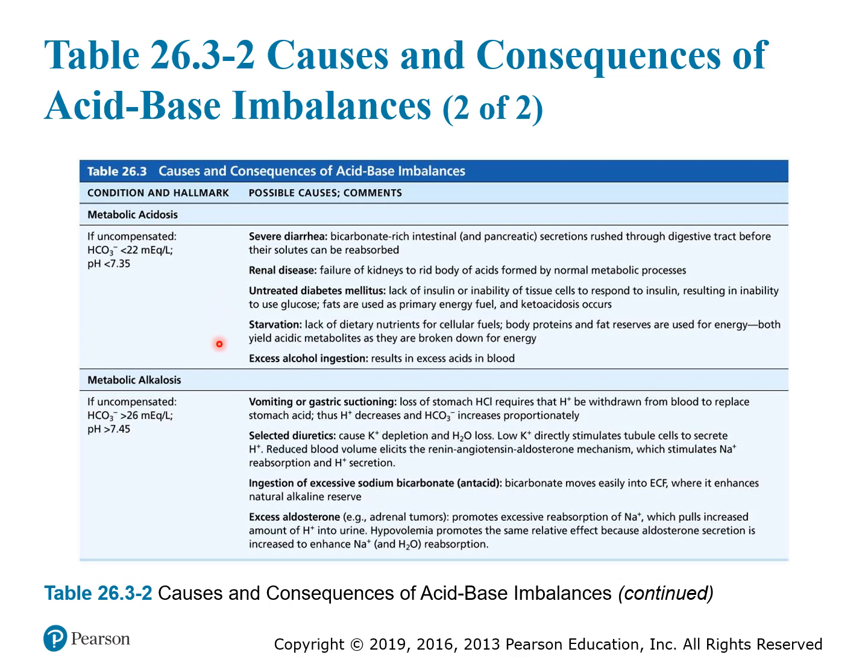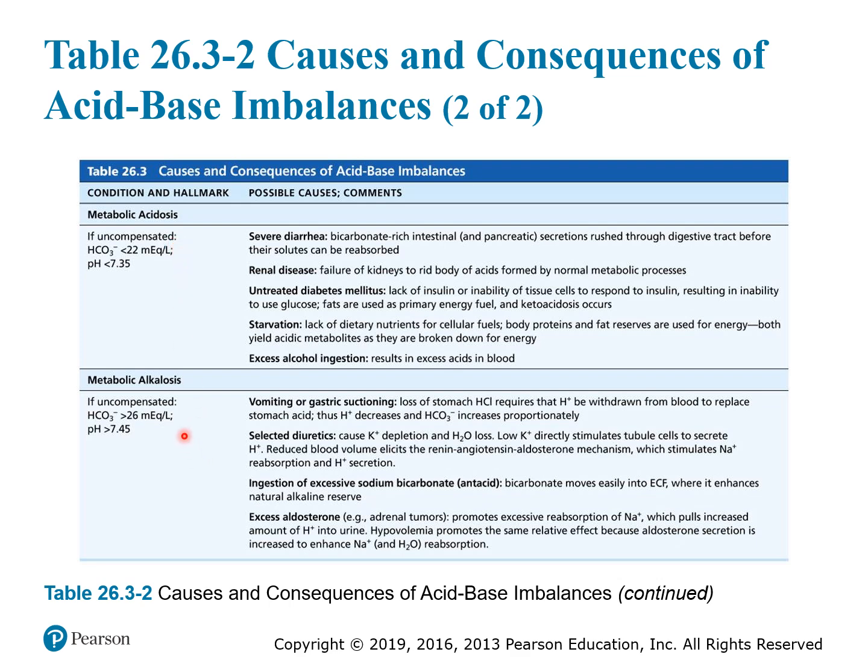Then in starvation, what happens? There is a lack of dietary nutrients for the cellular fluids. The body proteins and fat reserves are used for energy. Both yield acidic metabolites as they are broken down for energy. So in starvation, we can have metabolic acidosis. Then there is excess alcohol ingestion, which results in excess acid formation. So these are the factors which can lead to metabolic acidosis.